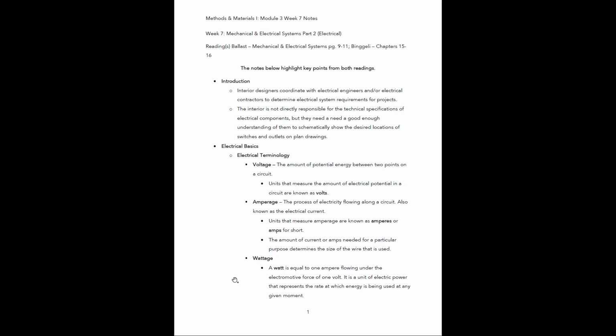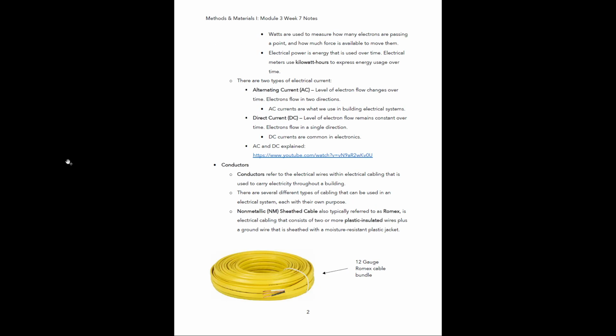All right. Wattage. A watt is equal to 1 ampere flowing under the electromotive force of 1 volt. It is a unit of electrical power that represents the rate at which energy is being used at any given moment. Watts are used to measure how many electrons are passing a point and how much force is available to move them. And electrical power is energy that is used over time. Electrical meters use kilowatt hours to express energy usage over time.